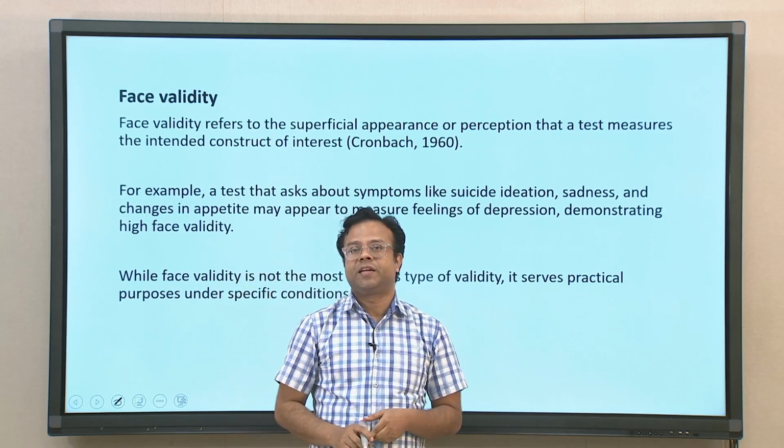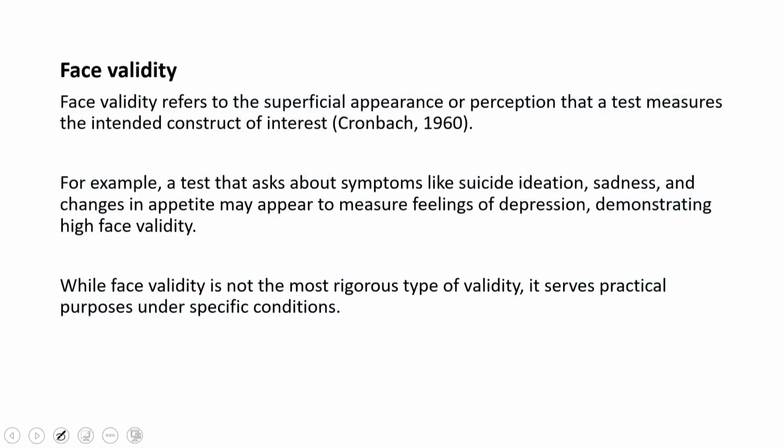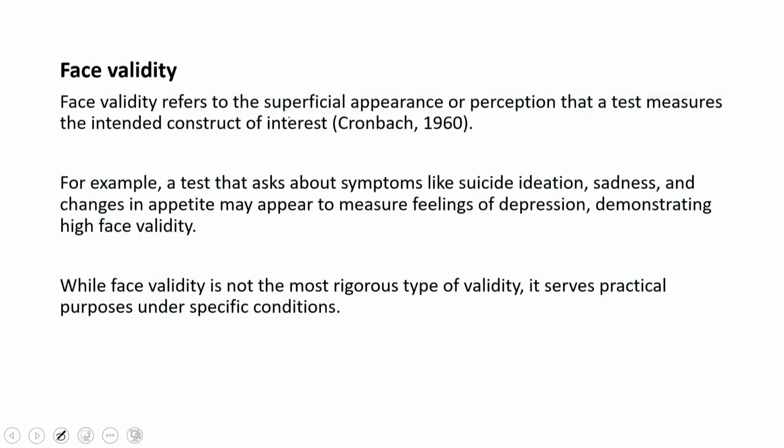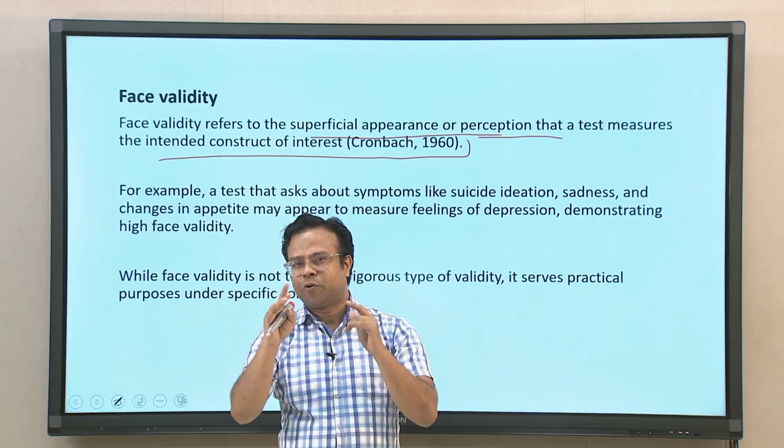Face validity is the most rudimentary kind of validity and it is more of a face-value level validity. This is not an empirical validity, but at the face value level, whether the test looks like it is measuring the thing that it claims to measure. That is called face validity. It refers to a superficial appearance or perception that a test measures the intended construct of interest. At a superficial level, if you look at the items or the procedure of a test, you can understand whether it looks like it is measuring what it claims.